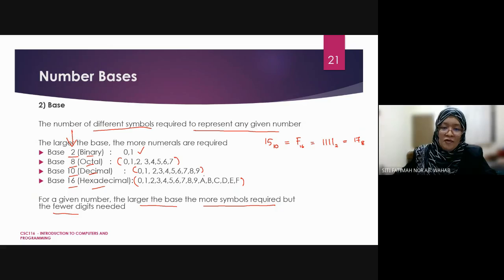For the F, you must memorize. After 9, it is A. 1, 2, 3, 4, 5, 6, 7, 8, 9, this is 10 in decimal, but in hexa, this is A. 10 is A, 11 is B, 12 is C, 13 is D, 14 is E, 15 is F. That's why I told you, you have to memorize.